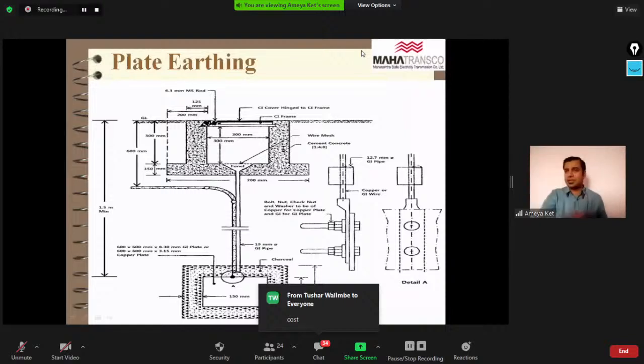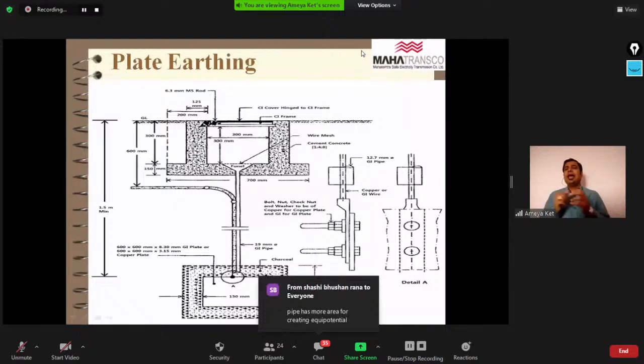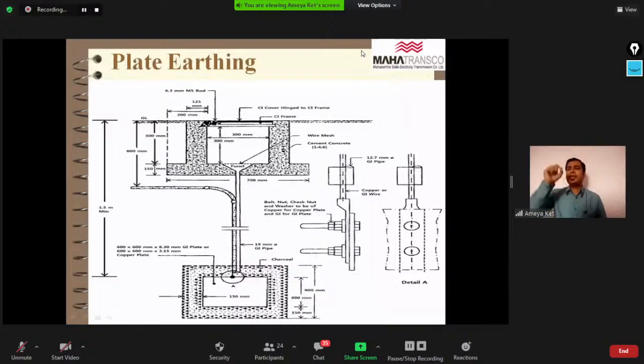So I would like to summarize all these inputs given by you. Again Shashi is saying the pipe has more area for creating equipotential. Okay, we'll come to that point. So what is that particular line I can draw, to say this category is done under pipe earthing and this category is done under plate earthing? What is that main underlying criteria?